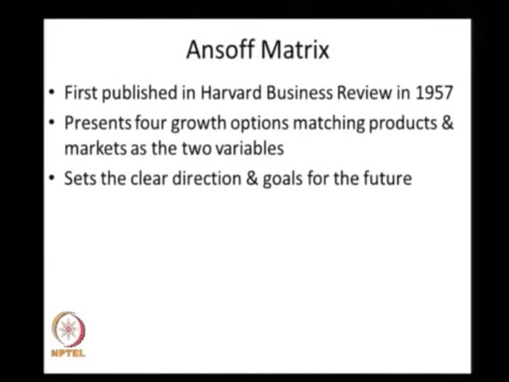The first strategic model is the Ansoff matrix, and this gained popularity when it was published in the Harvard Business Review in 1957. The fundamental to this model is that it presents 4 options for an organization, and these 4 options come from a matching of 2 variables, namely the products and the markets. And any of these 4 options that are chosen sets the clear direction and goals for the organization to move forward. Now, let us see how these 4 options present themselves.